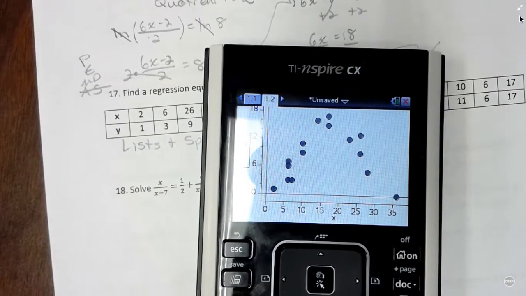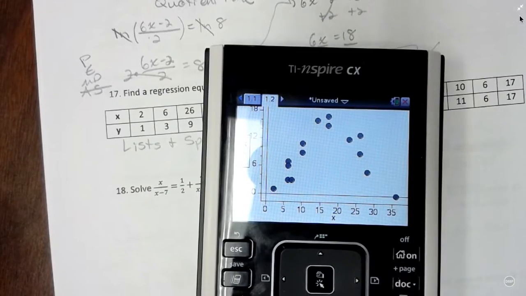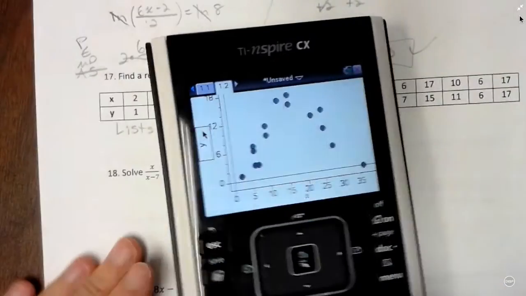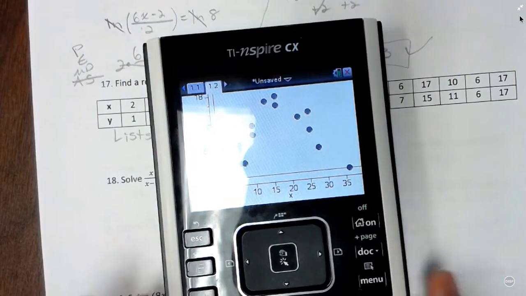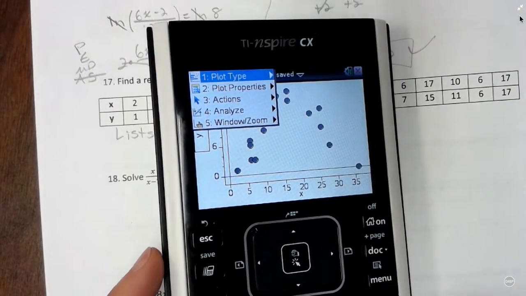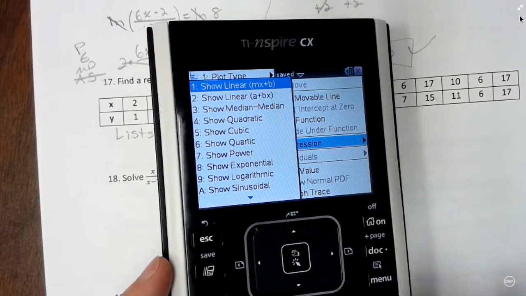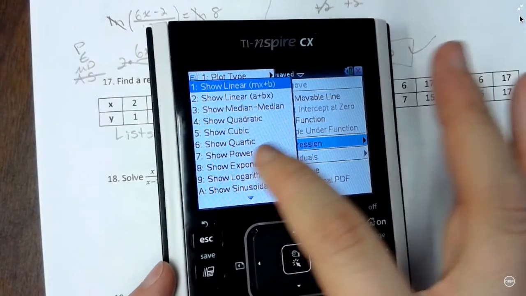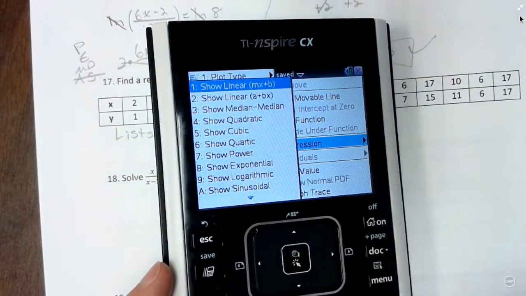So I can see it's quadratic. It is not going to be linear. It's going to be quadratic. Did it say that? No, it didn't. But it's going to be quadratic. It's an upside down U. So menu, analyze, regression, show quadratic. Make sure you pick 4 quadratic and not 6 quartic. That's different.